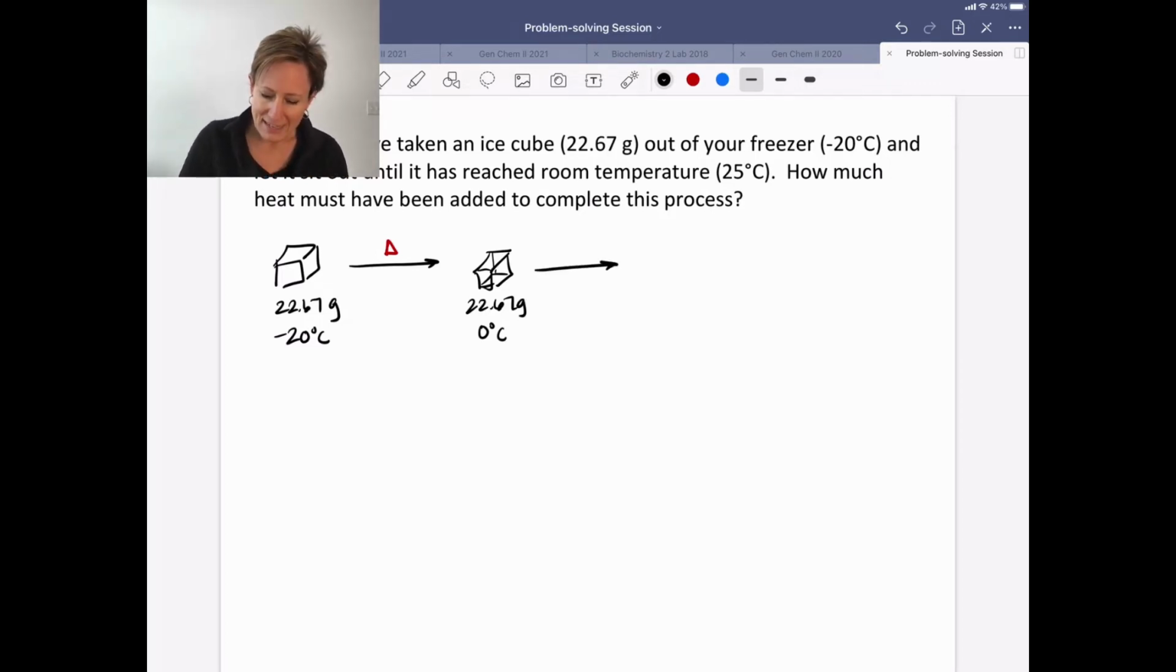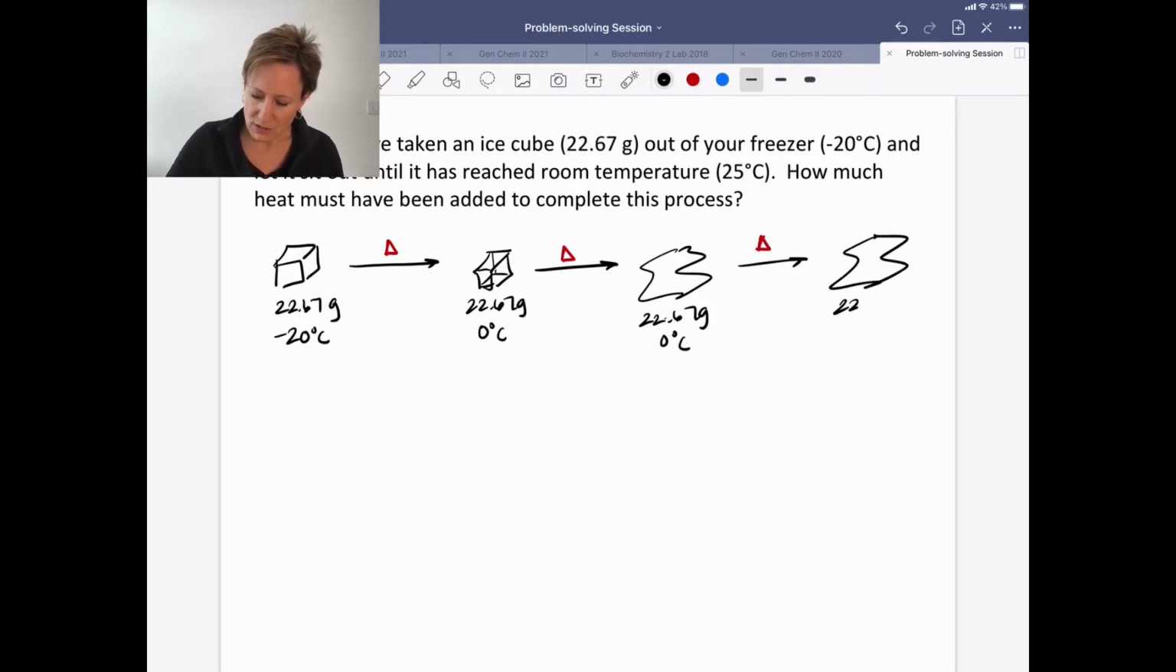So at this point, any heat that I provide is going to be heat that allows me to melt. And then I'm basically going to have a puddle of water here. This is going to be a puddle of water that's still 22.67 grams of water at 0 degrees C, but now this is liquid. And now the last thing that happens is I'm going to continue adding heat because I want this pile of water, 22.67 grams of water, to be at 25 degrees C.